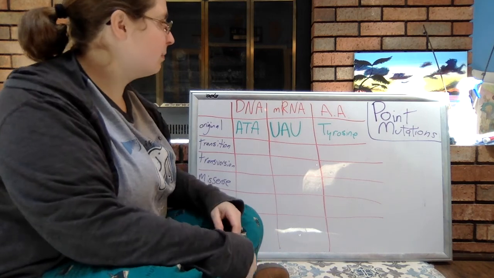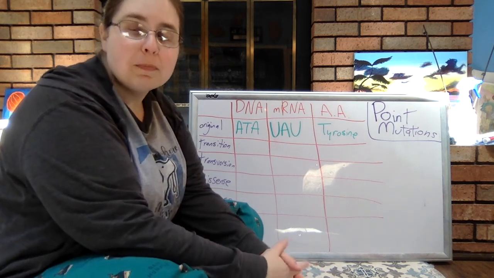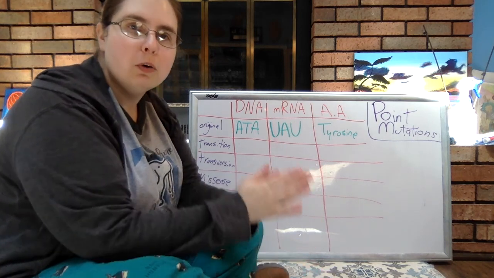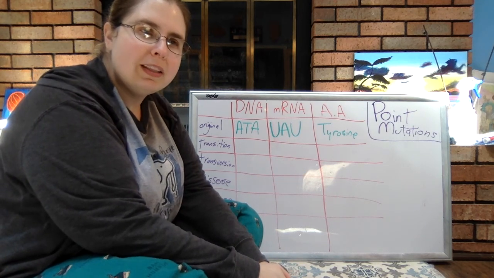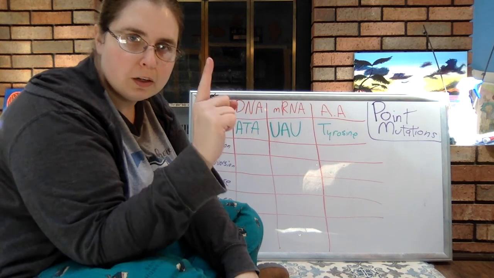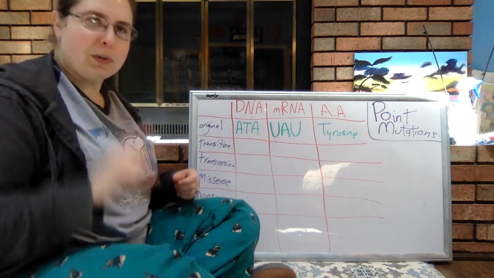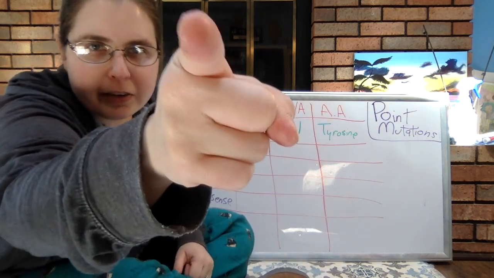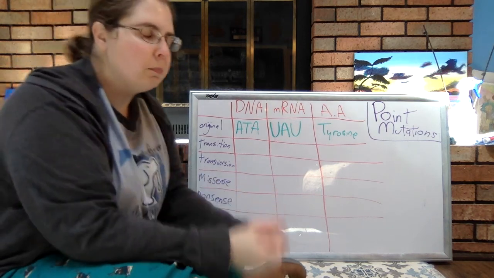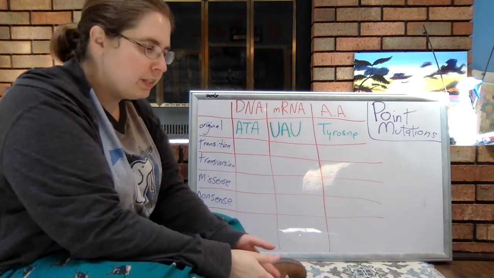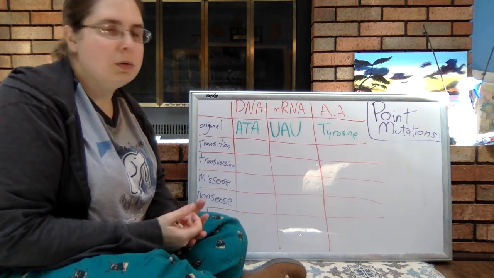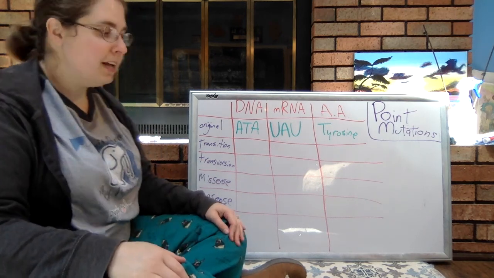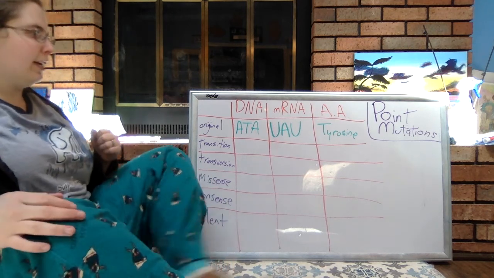Here we are. We're going to be talking about mutations. Specifically, we're going to be talking about point mutations. Now, a point mutation is when there is a change to one single base. So kind of like when you point at something, you're being very specific. When you have a point mutation, it is very specific because it's only going to affect one base. Now, that one base can have any number of effects, and that's what we're going to talk about today.